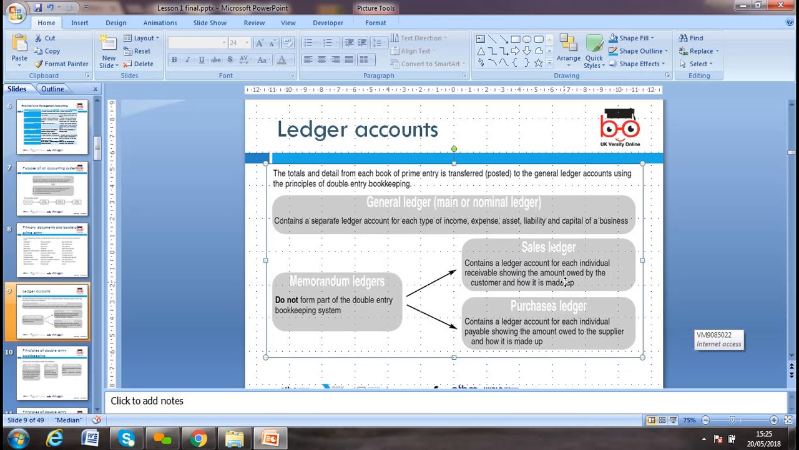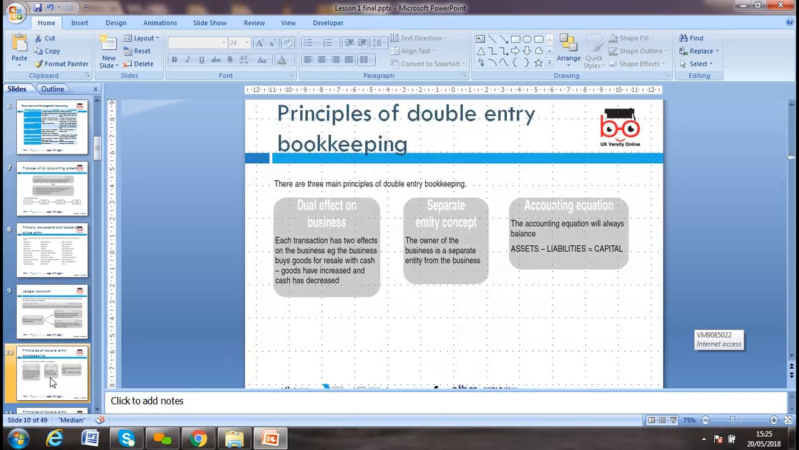Okay, the purchase ledger contains the ledger account for each individual payable, showing the amount owed to the supplier. When we have credit purchases, we are buying our goods but not paying money. We call it the purchase ledger. It means our creditors, our suppliers. We already discussed this a little bit in level 4.